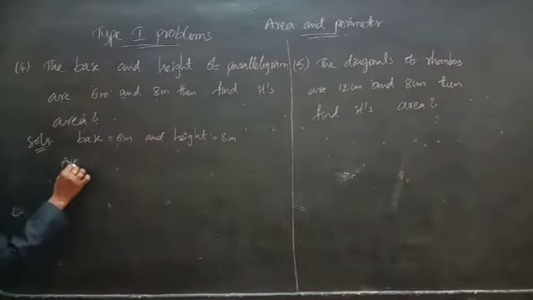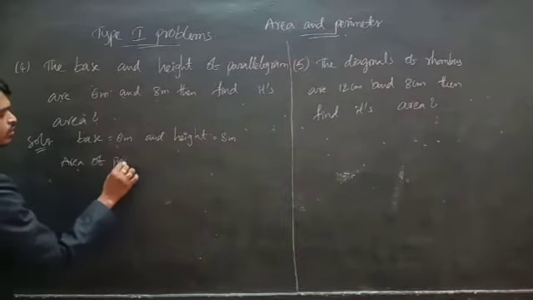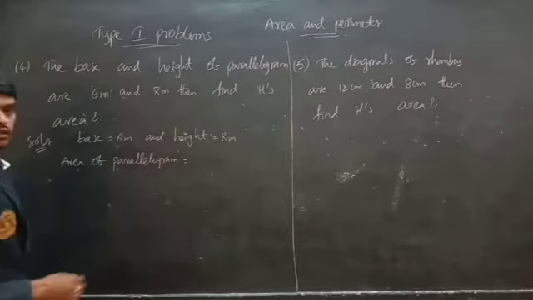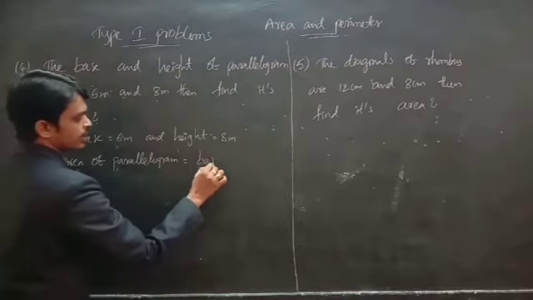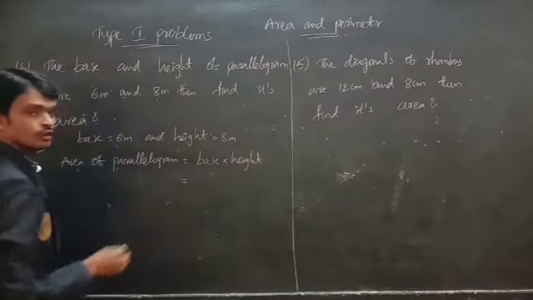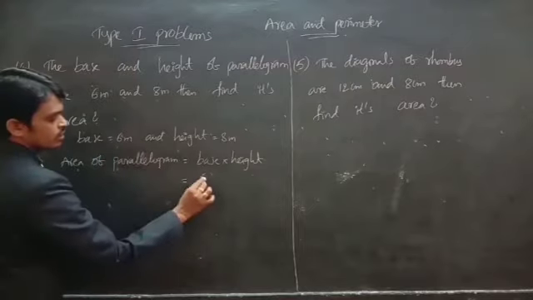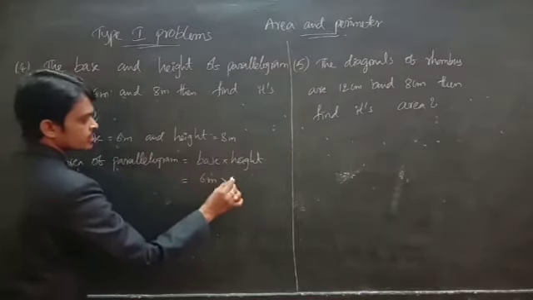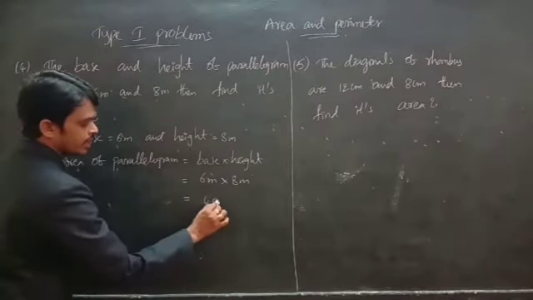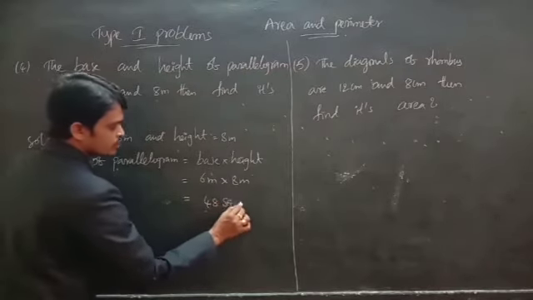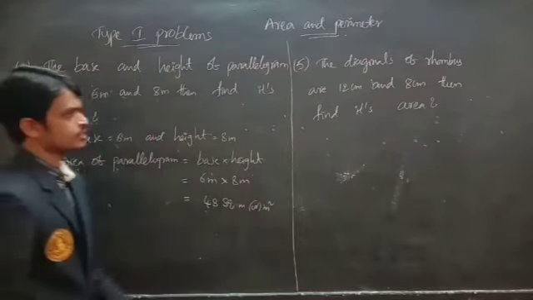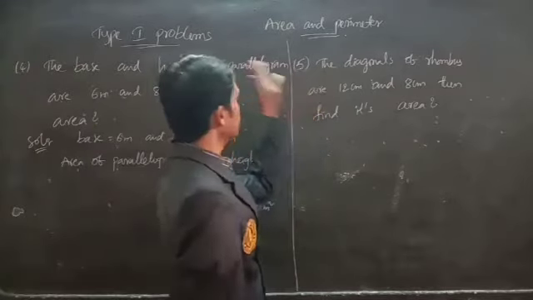So now, area of parallelogram formula is base into height. Area of parallelogram formula: base into height. So base is 6 meters into height is 8 meters. So 6 8s are 48 meters into meters, square meters or meter square. Next, fifth problem in type 1, the last problem.